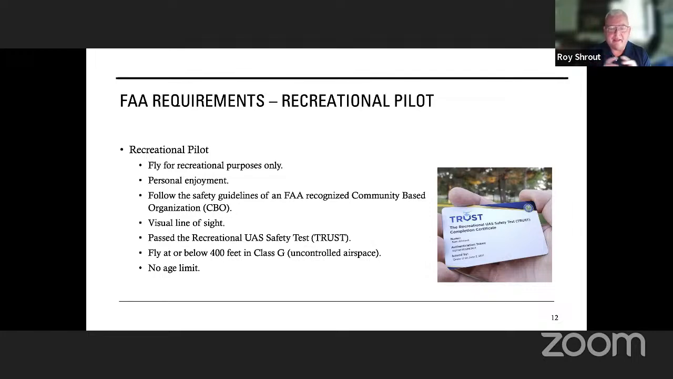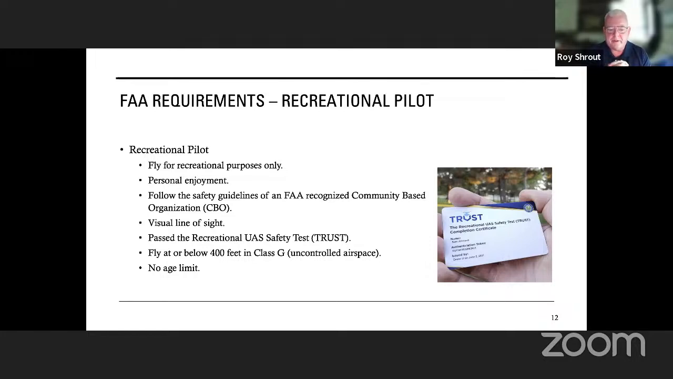A lot of the guidelines are geared toward these community-based organizations, CBOs, and they're all over the country. There's a couple of them in Fairfax County. In fact, I think Gabe is affiliated with one of them. You must fly visual line of sight. In other words, you're looking at your screen in front of you, but you have to continually look at that drone to make sure you can see it. You can never let it fly beyond where you can physically see it. Something new the FAA came out with, I guess about a year and a half ago, is this trust thing. You now must, as a recreational pilot, which means everybody, have to take this test, and I'll talk about that more in the next slide.